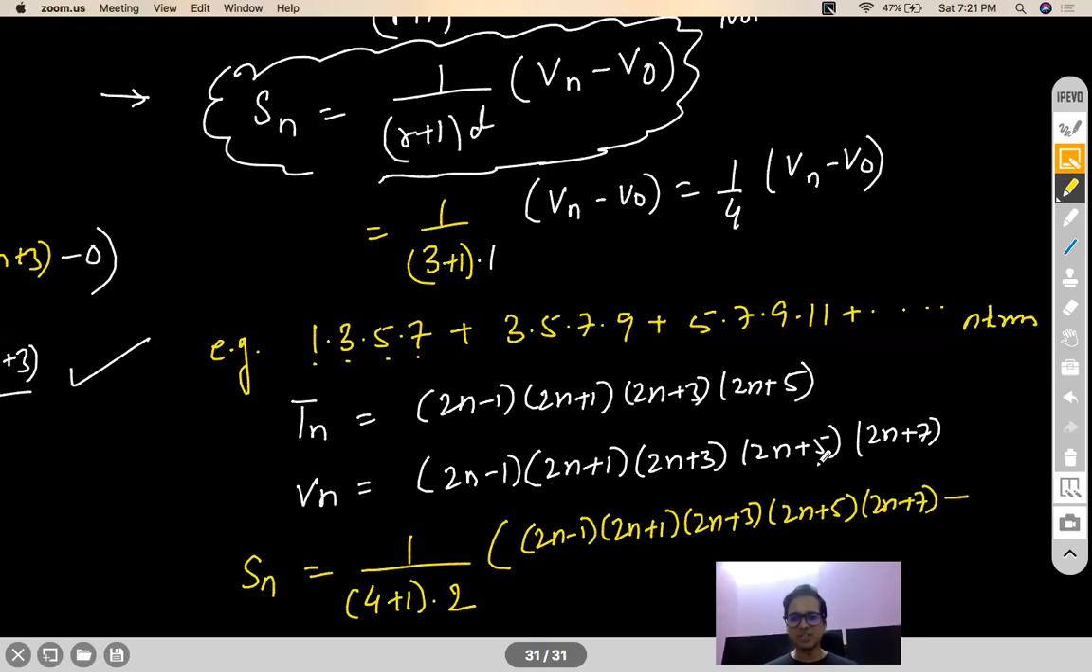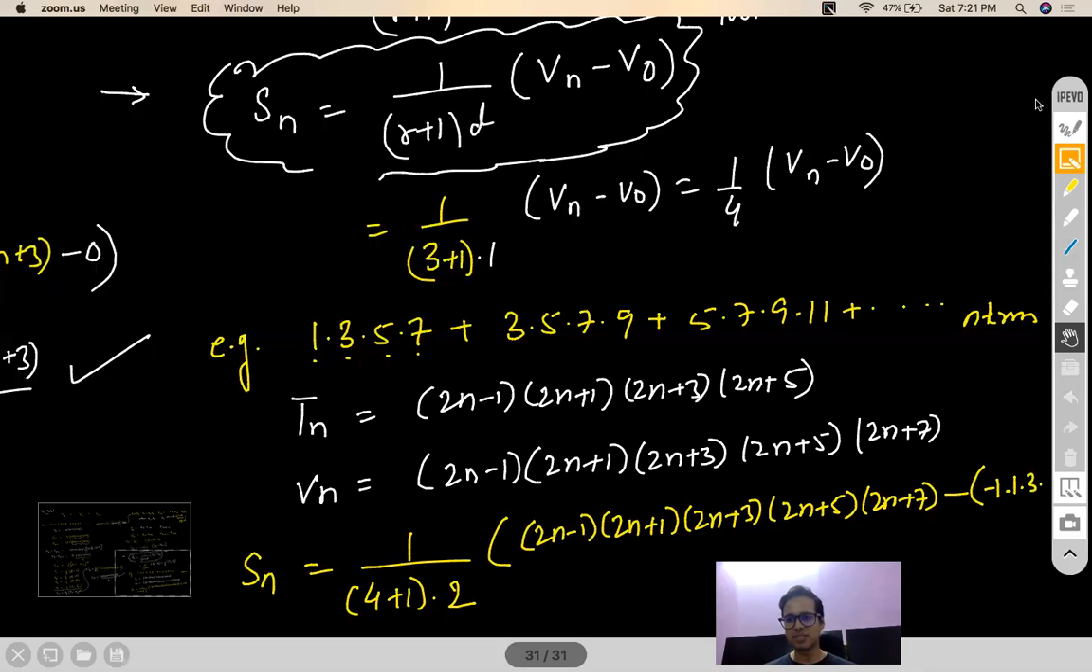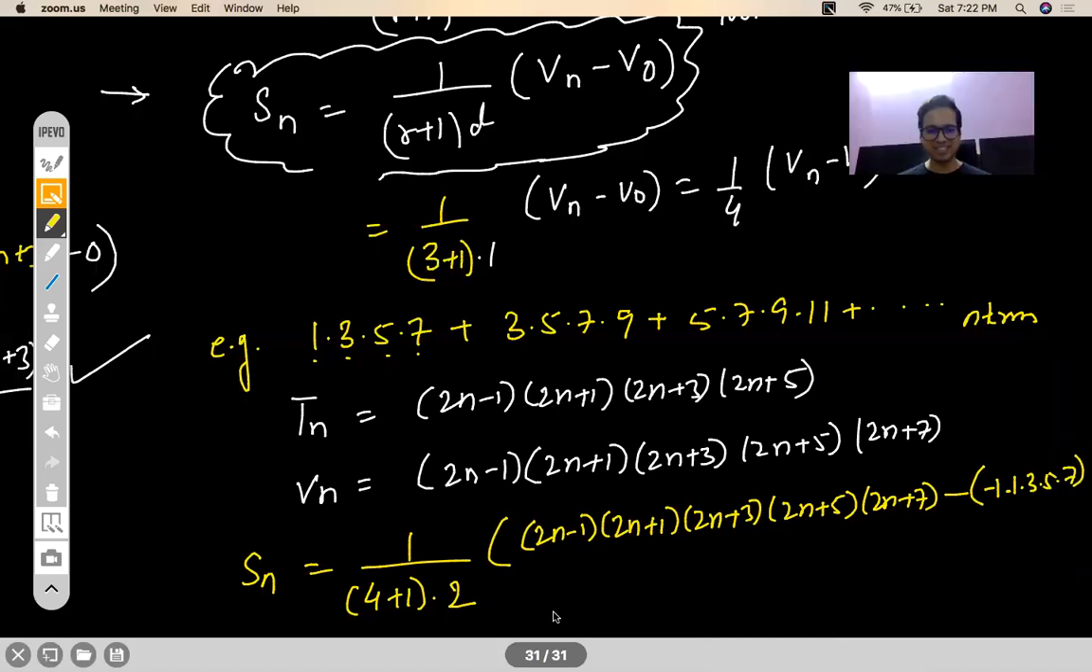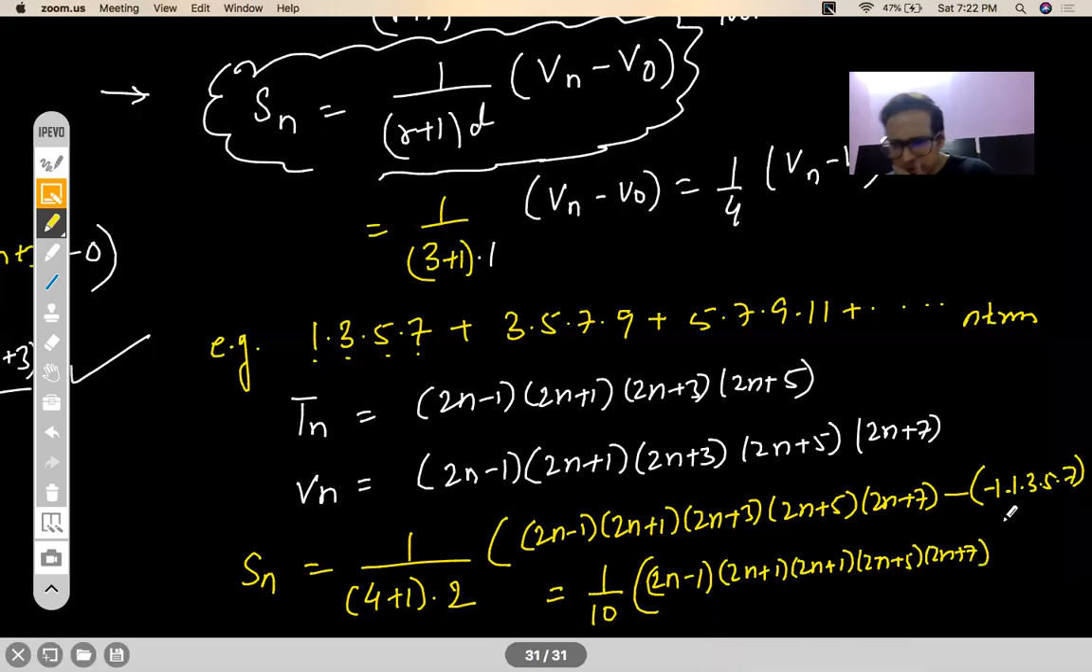V0 is when you put n as 0 over here. So remember, when you put n as 0, you'll get minus 1 into 1 into 3 into 5 into 7. Okay. Now I'm sure you can simplify this, which I'm not going to do. I'm just going to write it like this: 1 by 10, and this is 2n minus 1, 2n plus 1, 2n plus 3, 2n plus 5, 2n plus 7, and this is going to be minus plus 105. Okay, this is your answer. Understood?